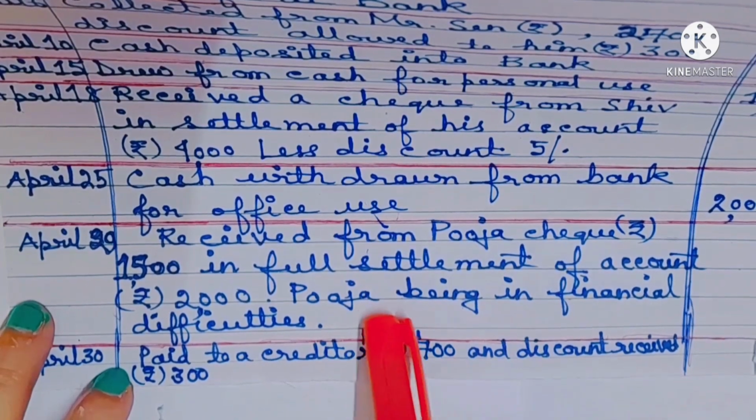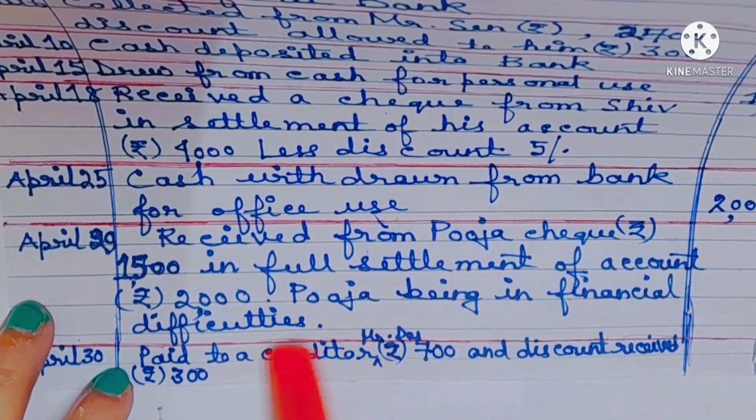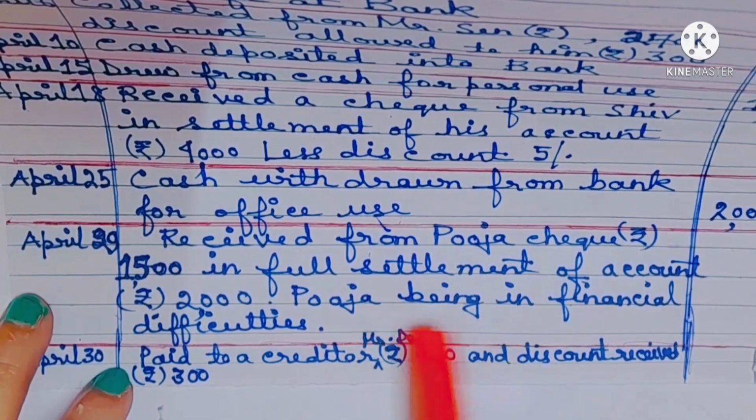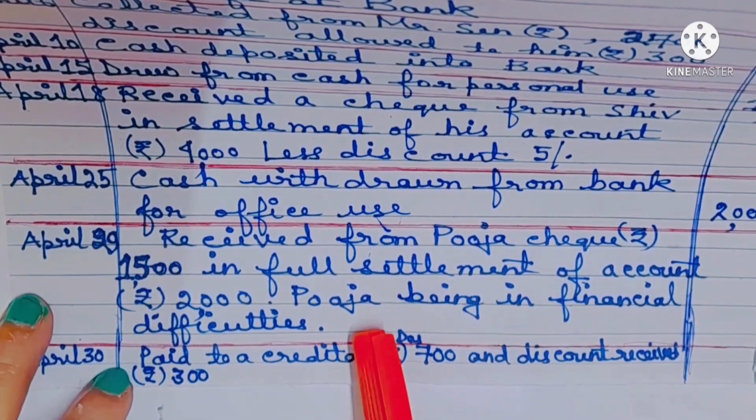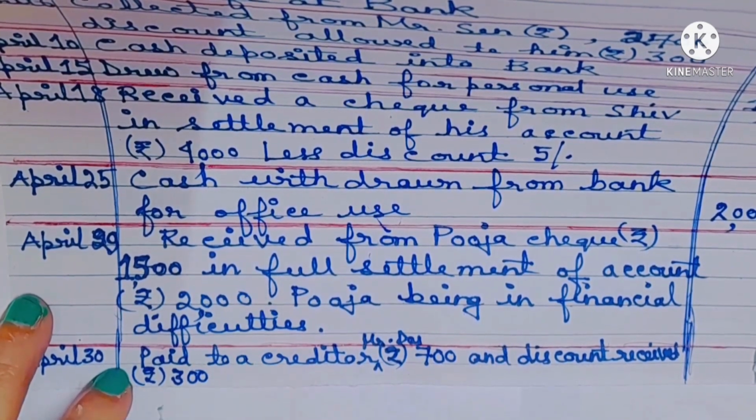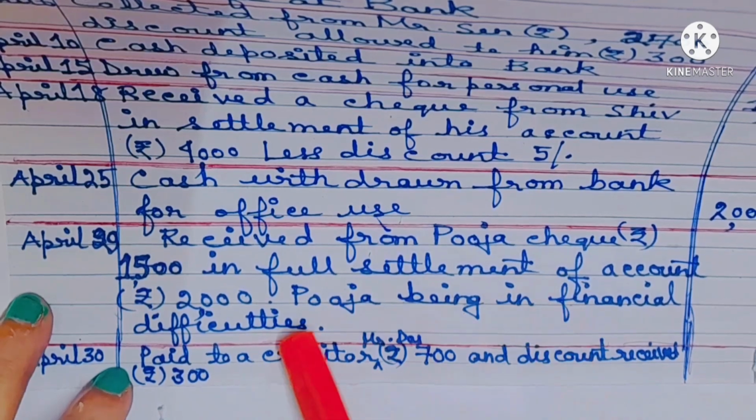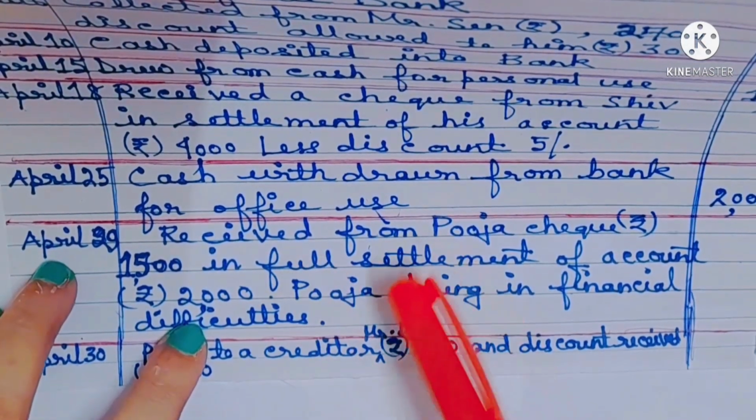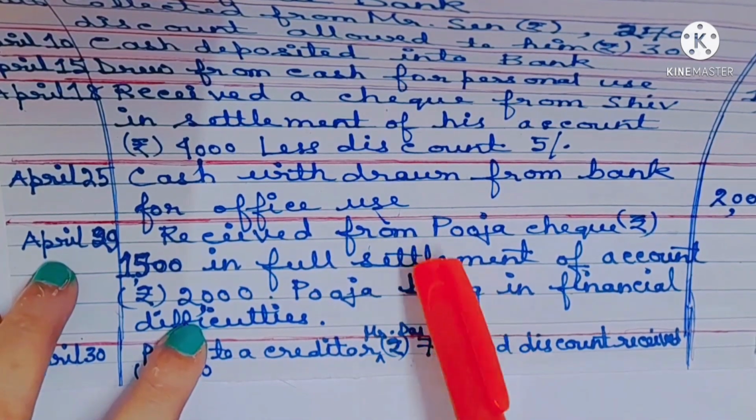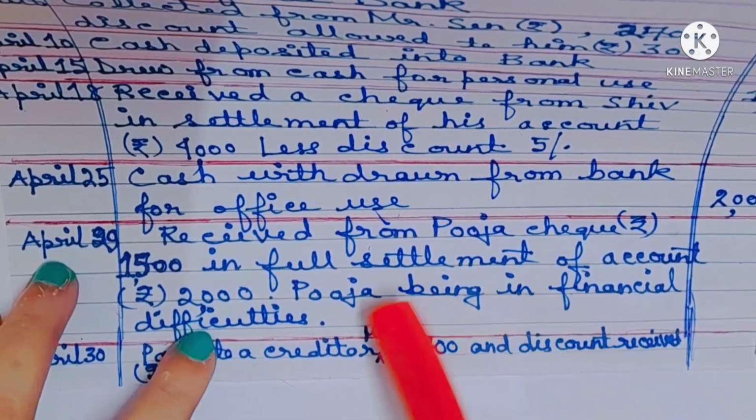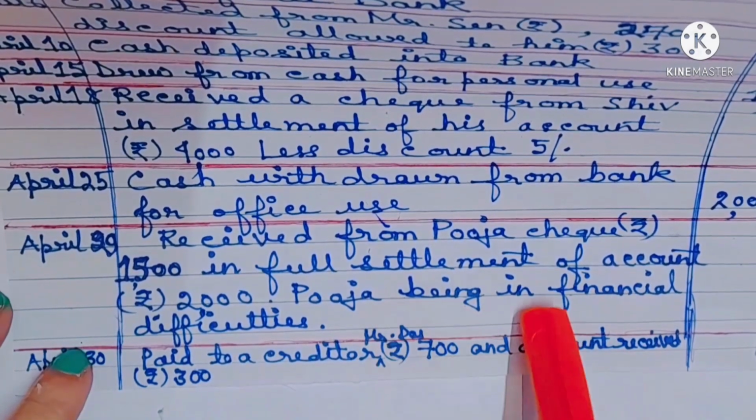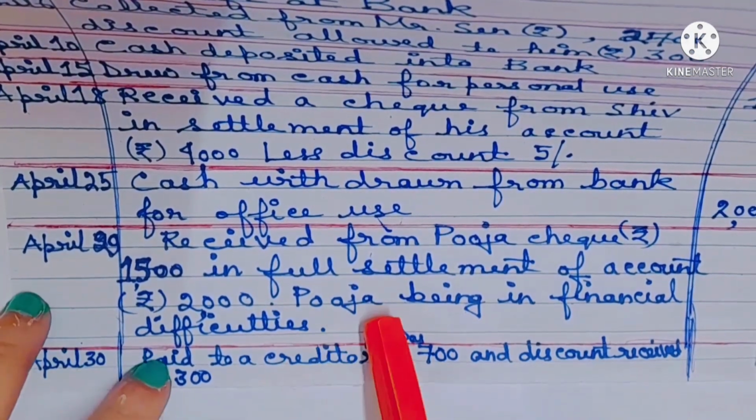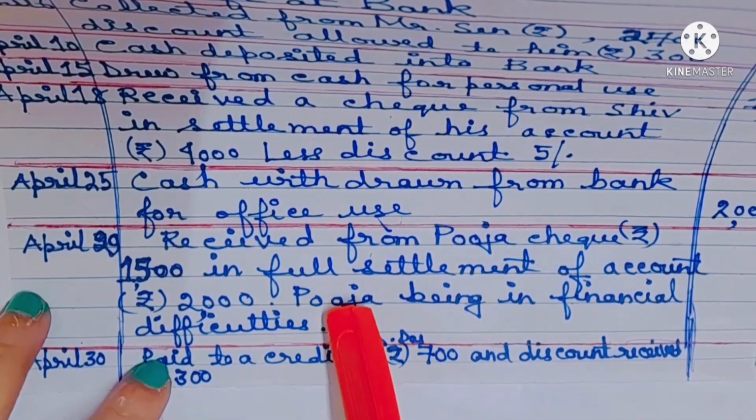Pooja being in financial difficulties. So this is a bad debt. Pooja is unable to pay rupees 500. So that is the reason she has paid 1500 instead of 2000. If Pooja being in financial difficulties was not written, that means 500 is a discount allowed to Pooja. Since this line is mentioned, Pooja being in financial difficulties, that means this is bad debts. Rupees 500 could not be recovered from Pooja.